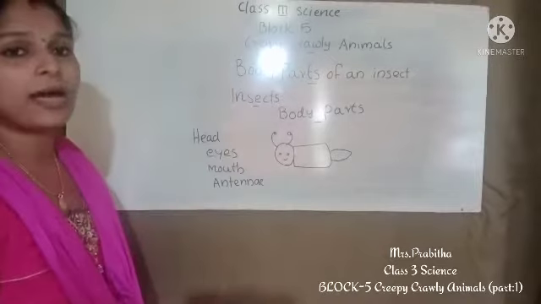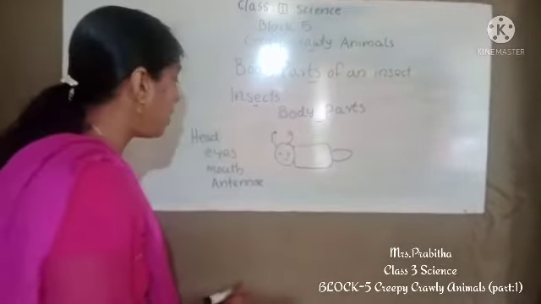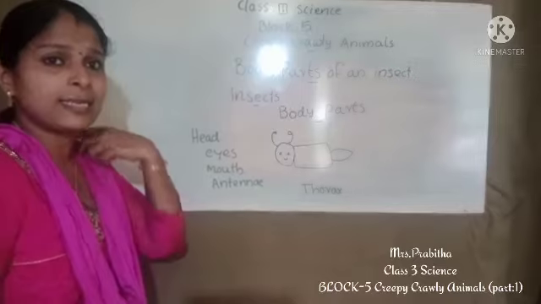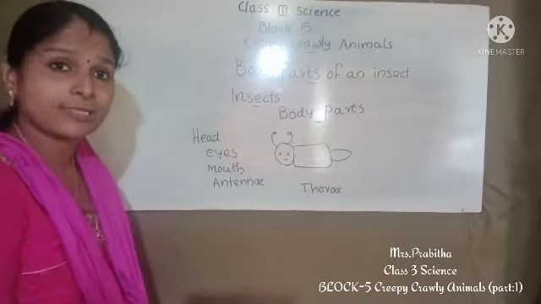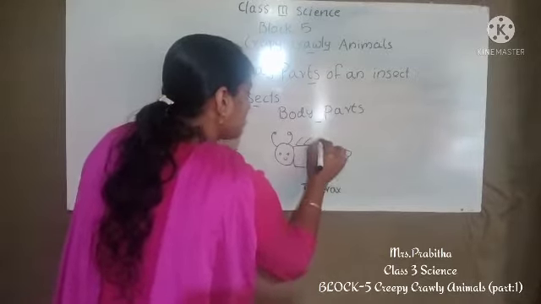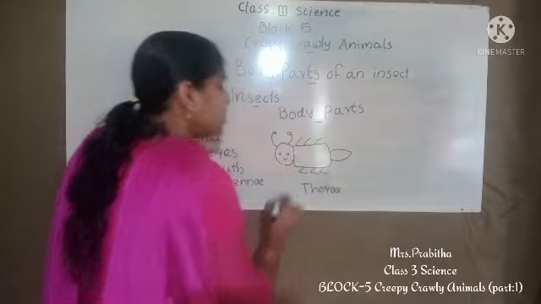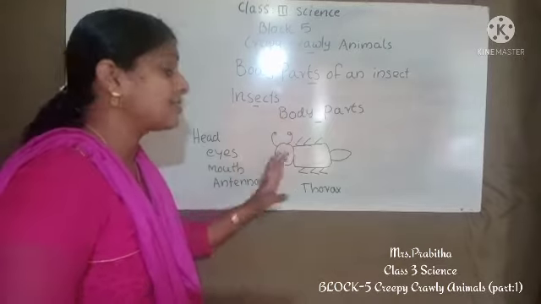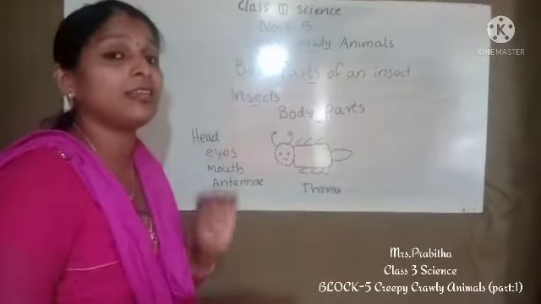Okay. Then the second part or middle part of an insect is called the thorax. Then what will be there in the thorax? What body parts are attached to the thorax? How many legs are there for an insect? 6 legs, right? And some insects have wings also. So the 6 legs and wings are attached to the thorax.